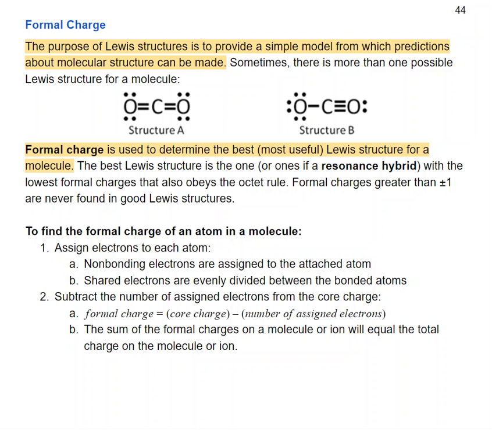To find the formal charge of an atom in a molecule, we need to assign electrons to each atom. Non-bonding electrons are assigned to the attached atom, and shared electrons are divided evenly between the bonded atoms. Then, to find the formal charge, it's just the core charge minus the number of assigned electrons. And we should note that the sum of the formal charges will always equal the total charge on the molecule or ion.